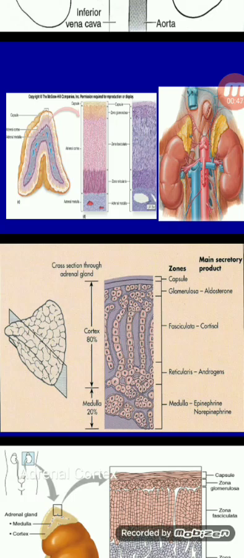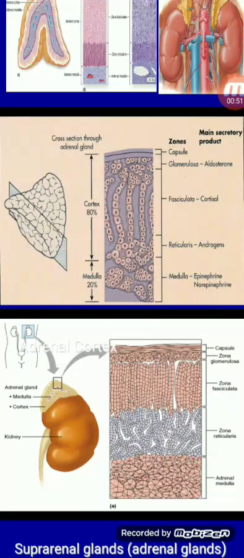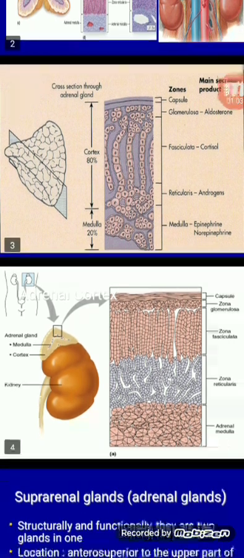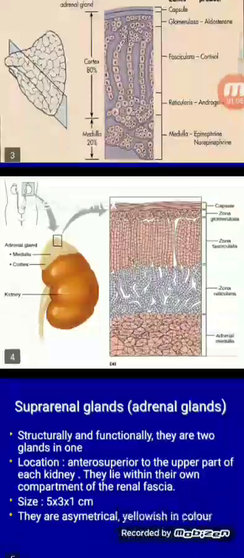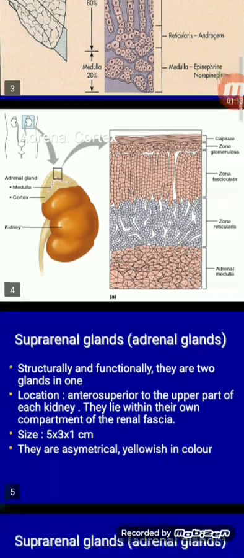Take a look at the pictures. You see the zones. See the capsule. The cortex has 3 zones: zona glomerulosa, fasciculata, and reticularis. Take a look at the 3 zones. This is a histology of the 3 zones, how the cells are formed and how the cells appear.